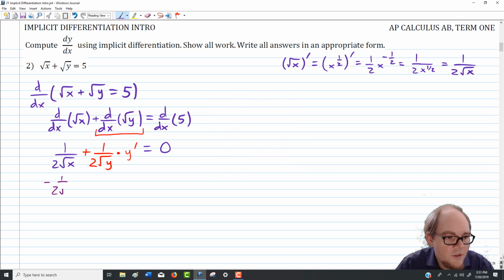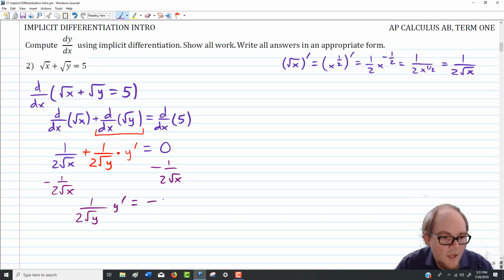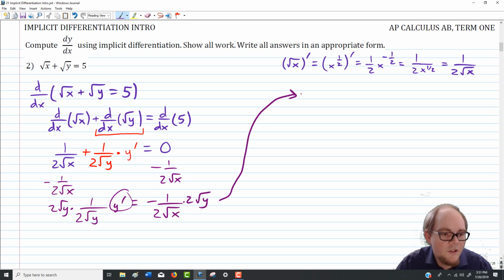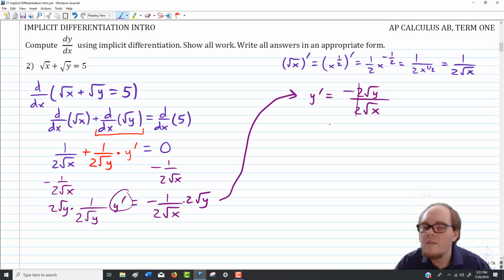So the first move I'm going to do is subtract 1 over 2 root x from both sides. That's going to give me 1 over 2 root y times y prime is equal to negative 1 over 2 root x. And from there, if I want this by itself, I need to get rid of the 1 over 2 root y. So I'm going to multiply both sides by 2 root y. That was a terrible square root. There we go. When I do, I get y prime on the left is equal to negative 2 root y over 2 root x. And hey, the 2's divide out.